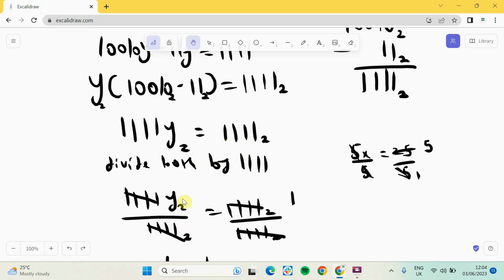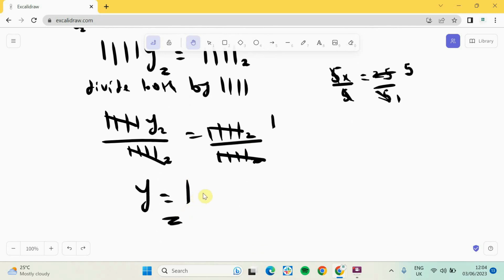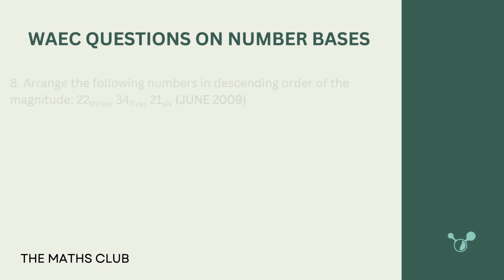So we found our y to be equal to what? To be equal to 1, right? I actually like this question because it's very inclusive of different things that we've done. So our y is equal to 1. You can find this question in 2008. It came in the theory part. Let's go to the next question.